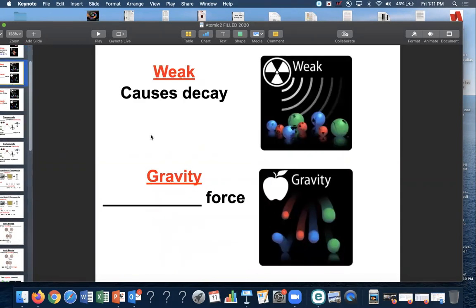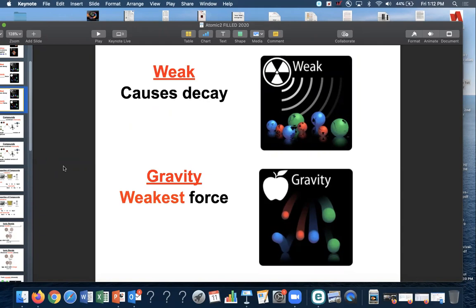The next one, weak force, is responsible for atomic decay and radiation, which can also, under the right circumstances, lead to the decay of other atoms. We won't talk a lot about it, but it is one of the four main forces. And then gravity. Gravity is the weakest of all four, and compared to all of them, it is fairly weak, even though to us, gravity seems to be a very strong force.